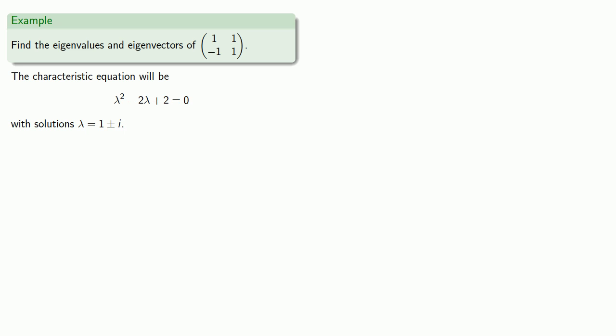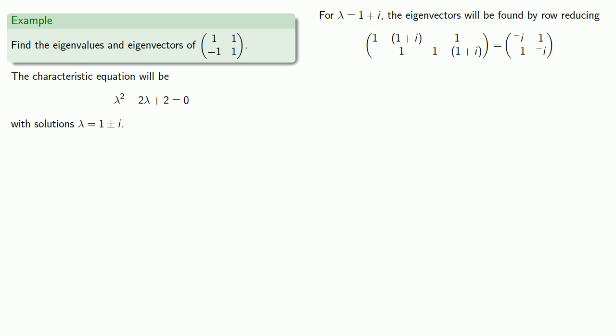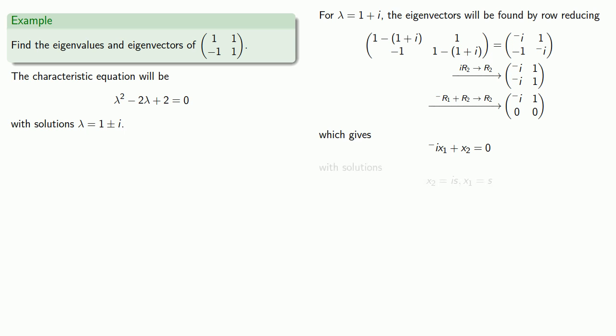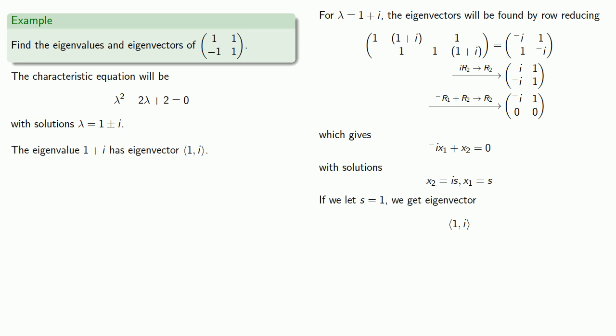So for λ = 1 + i, the eigenvectors will be found by row reducing our matrix, and we get the solution -i x1 + x2 = 0, and that gives us parameterized solutions x2 = is, x1 = s, and if we let s = 1, we get the eigenvector [1, i].